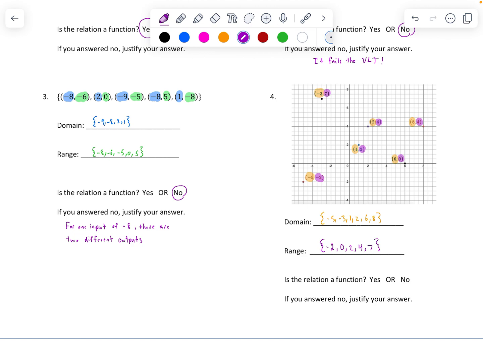And this is a function. Now, since it's a graph, you can say it passes the vertical line test, or you can say for every x value, there's only one y value.